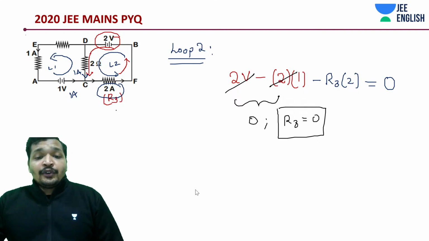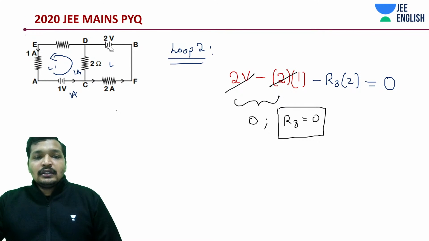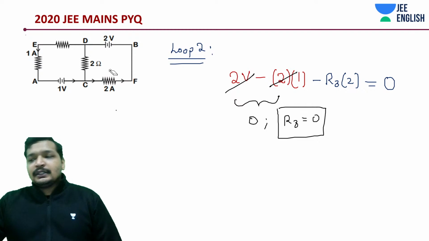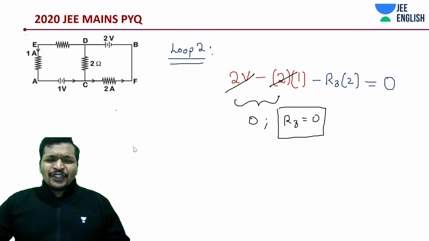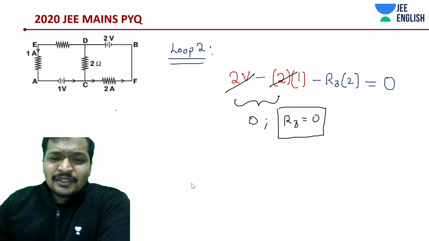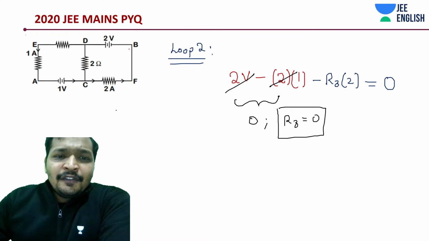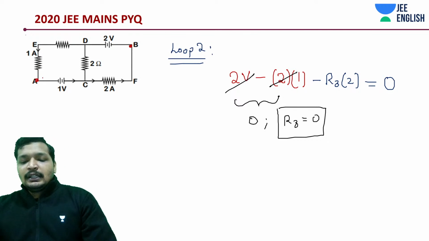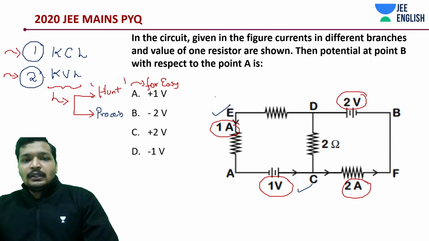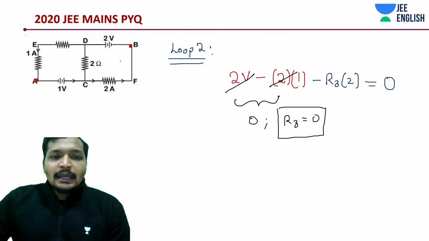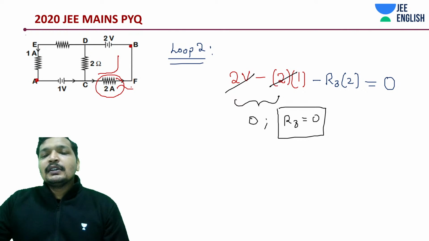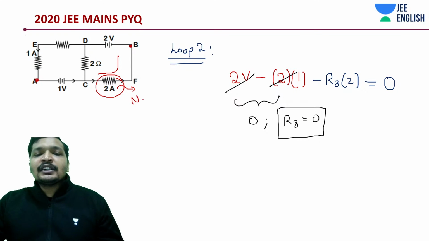If you know this thing, I'll come to the shortcut. Post this, the shortcut will be very easy. Don't trust me, it's going to be super easy. So what do I say? From B to A, that's what we are supposed to find out. Let me just verify that. Yes, B to A, no resistance, no potential drop. R3 is 0, so no potential drop.